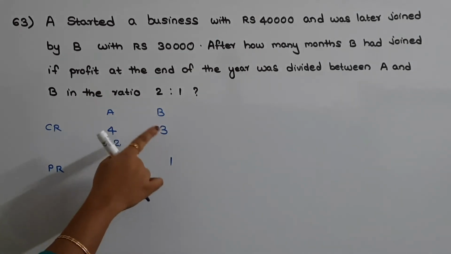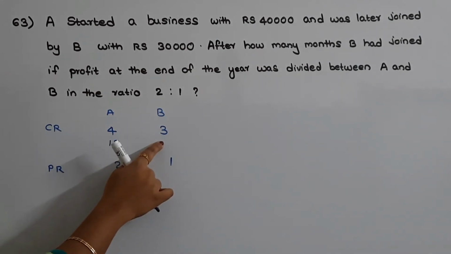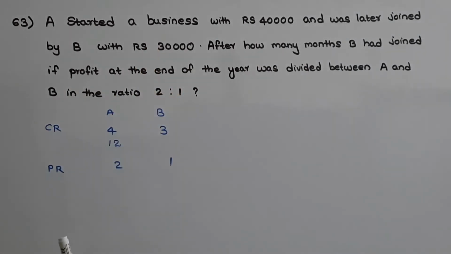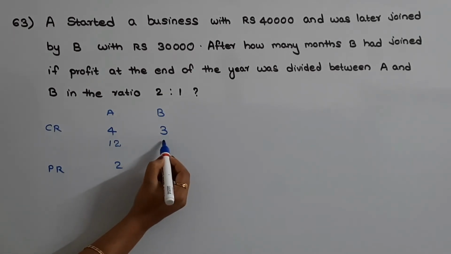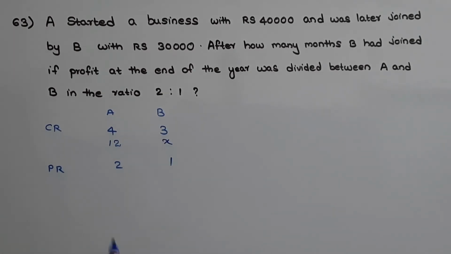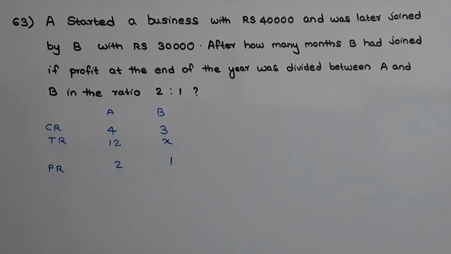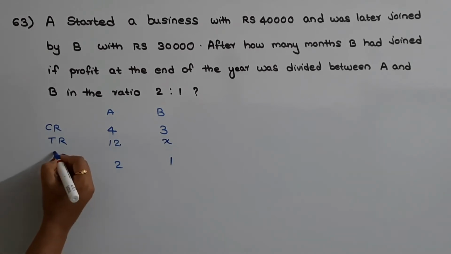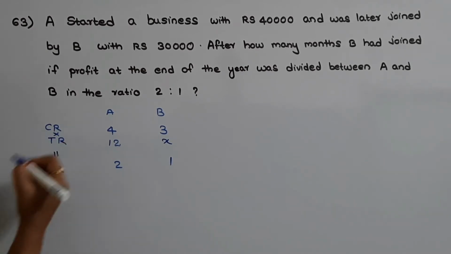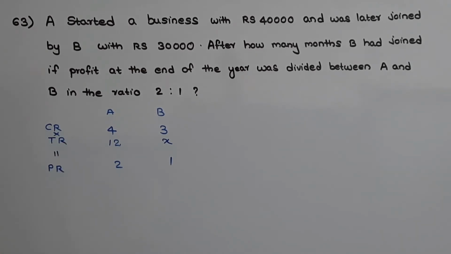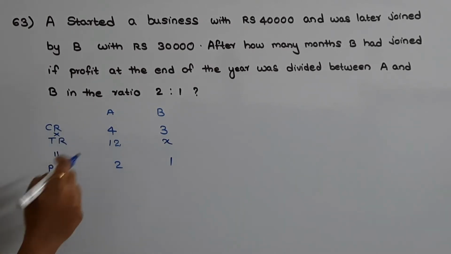So we need to find out after how many months B had joined. So first we need to find out for how many months B had invested rupees 30,000. So we don't know that. So let us take it as X. So the time ratio will be equal to 12:X. So this profit ratio will be equal to cost ratio into time ratio. So what is cost ratio into time ratio?